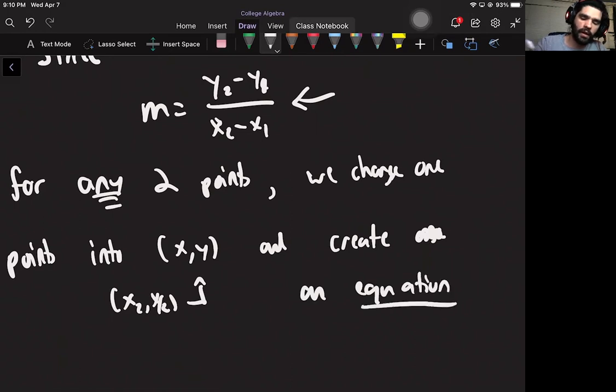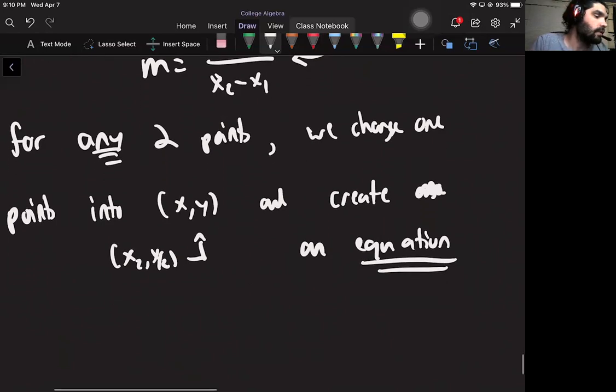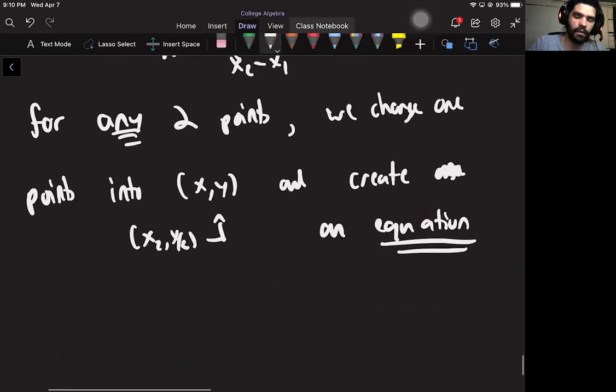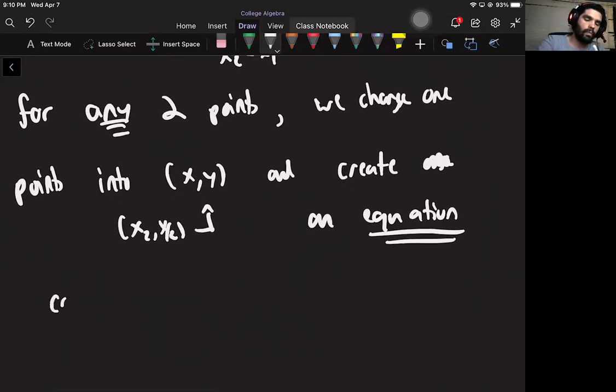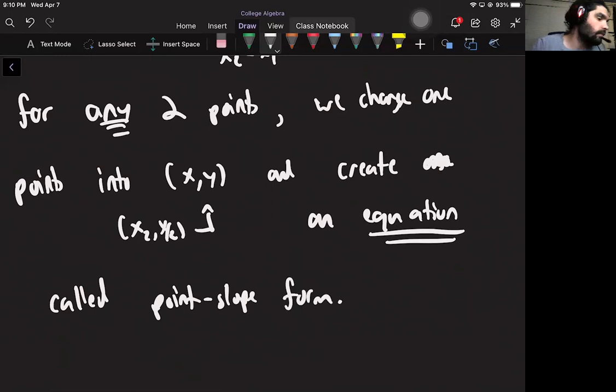So x1 and y1, those will just be regular old numbers from a point that you're given. X and y will be back to being variables again, but they are variables that represent points that are on the line because they're fulfilling this equation. So that's what we're going to do, to create an equation called point slope form. That's what people call this thing.